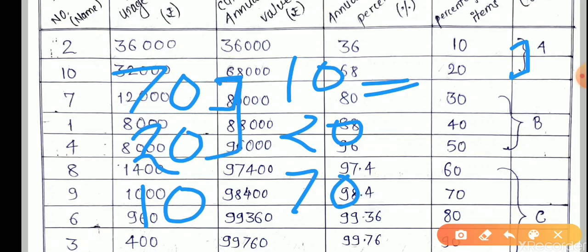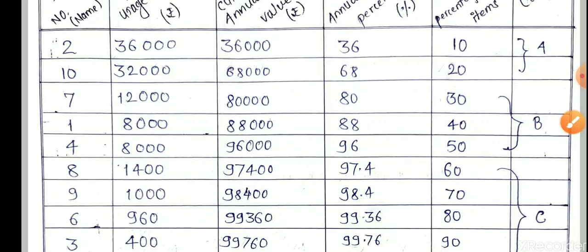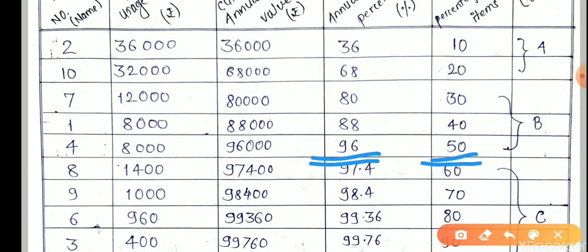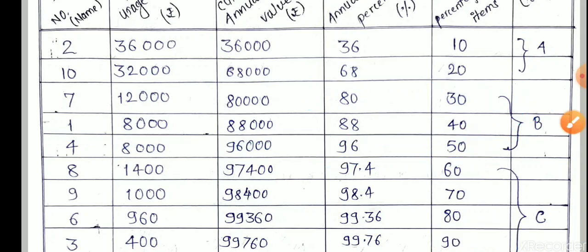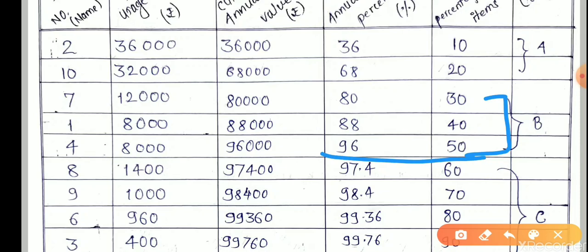Now 70 plus 20, how much? It is 90. Now search up to 90 or 95. Here it is 96, and this is 50. It may be 30 or 40. Some students classify up to the 88 and 40 ratio as B, and their answer may be correct. Some students classify up to the 50 and 96 figure, and their answer is also correct. It's not necessary that everyone's classification is exactly the same. It may be one figure down, one figure up, or one item down, one item up.